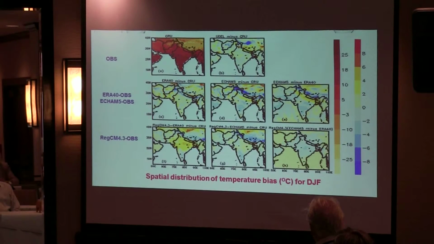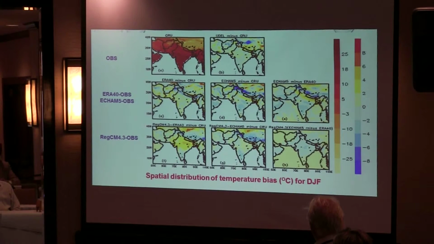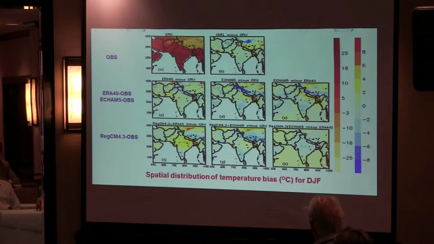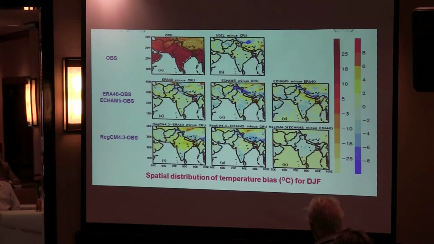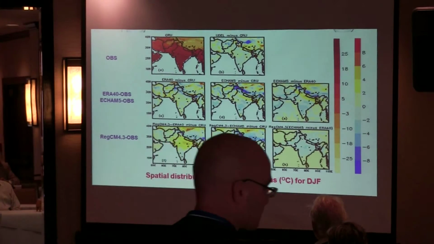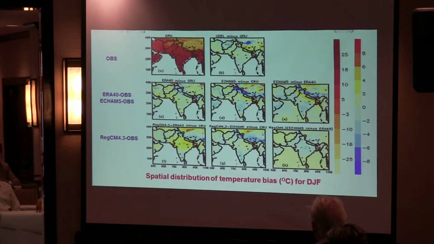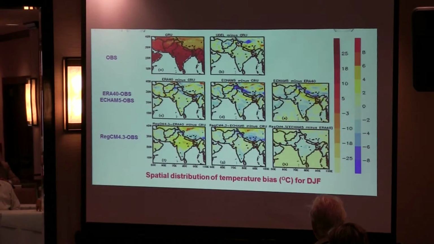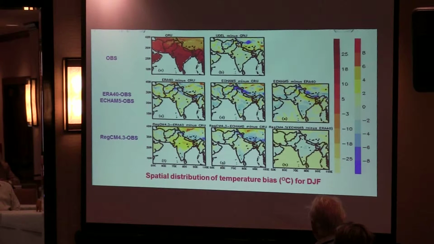In order to analyze the ability of the model in detail, we calculate the biases in the model. These are the spatial distribution of the temperature biases for the winter season. In this figure, we can see the second line, that contains C, D, E and F.